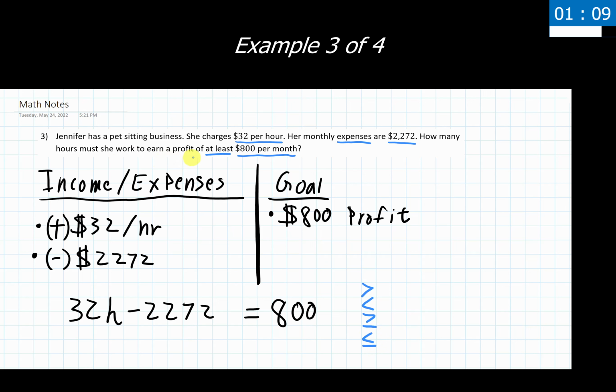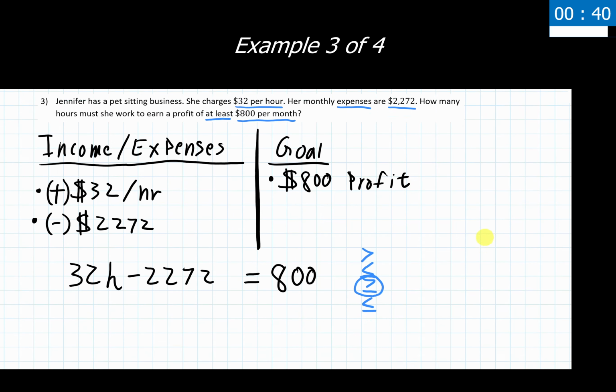Well, we're told she wants the profit of at least $800. So that to me sounds like it's going to be this greater than or equal to. If she makes $800 a month, fantastic, she's met her goal. If she had $1,000 per month or $8,000 per month, that would still meet the goal, and you know what? That'd be great if you're making $8,000 profit per month. So I feel like we would take that one.